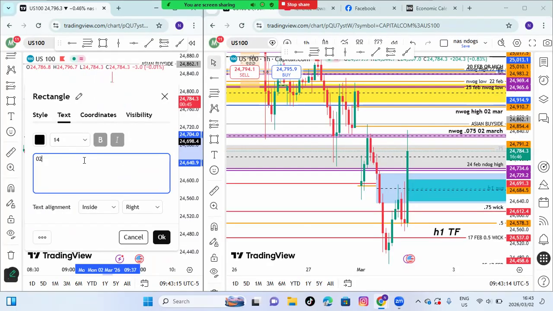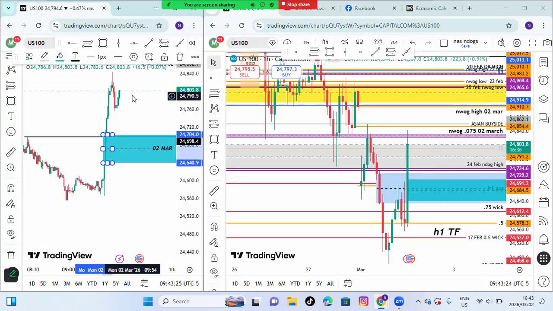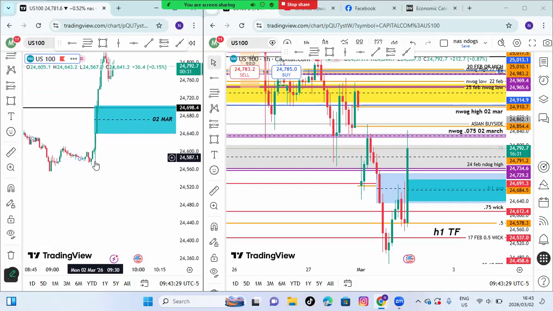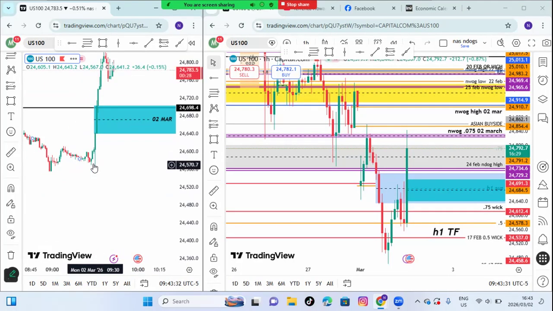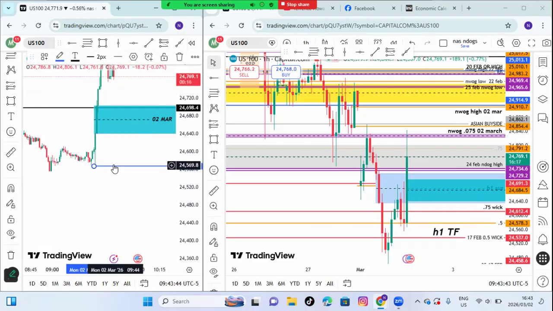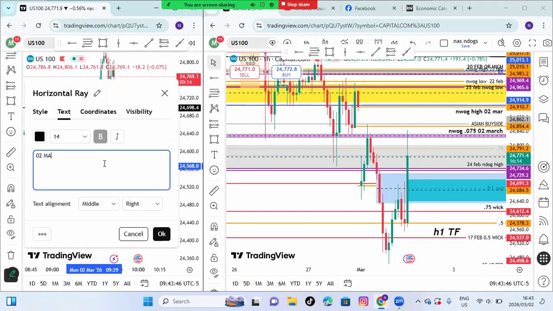So this is too much. First presented value gap after 9:30. That is too much, right? Then this is going to be your AM sell side resting there and also opening range low. So this is going to be your OR low. Then the dark blue, that's my OR low.